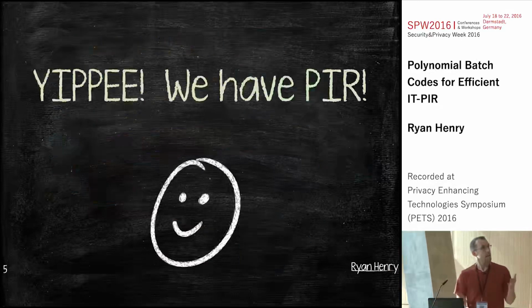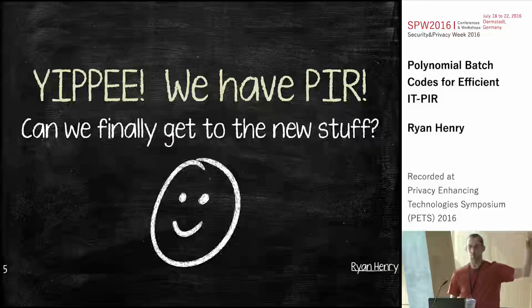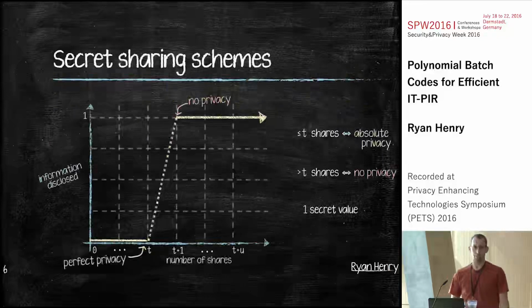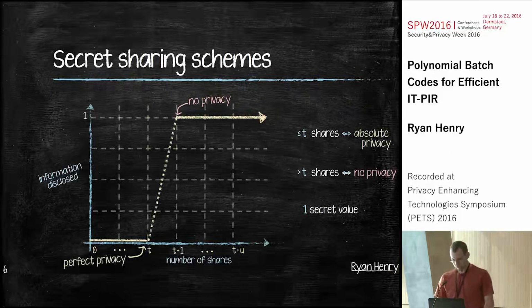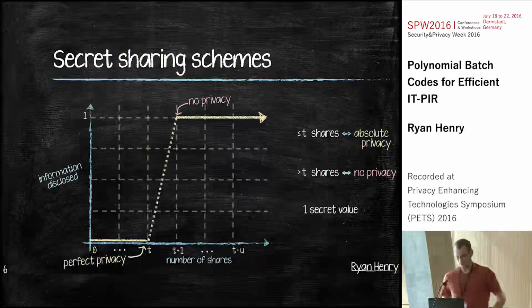So what I'm interested in was that step where we waited and waited, and seeing what we can do to reduce the amount of time we have to wait. So yippee, we have PIR. Can we get to the new stuff? Yes, we can get to the new stuff.